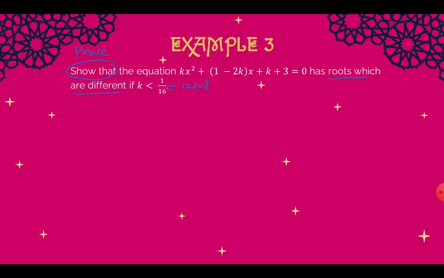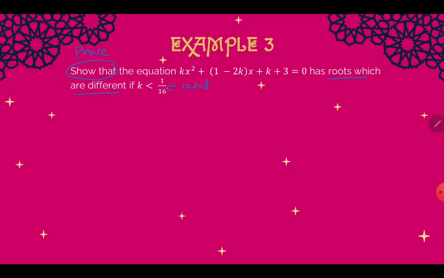Next, we said that the roots are different. When we talk about roots which are different, we are saying that it has two different real roots. So, how about the discriminant? The discriminant must be greater than 0. And then, we need to find the values of A. So, what is our A? Actually, our A is k. Our B is 1 minus 2k. And our C is k plus 3.